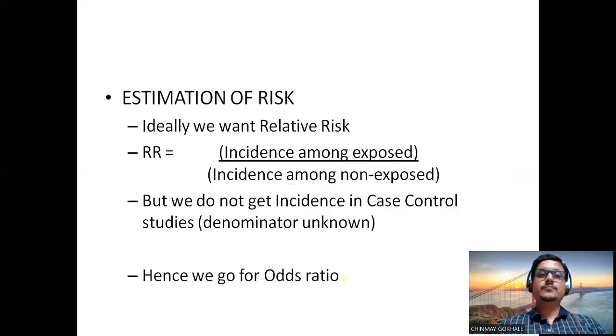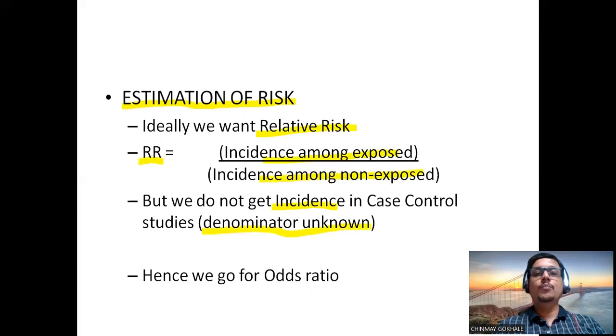Moving ahead, there is something known as estimation of risk. Ideally, whenever we want to estimate risk, we want to calculate a relative risk. Relative risk, which will be covered in cohort studies in detail, by definition is the ratio of incidence among exposed upon incidence among non-exposed. It is the ratio of these two incidences. Now, the problem in a case control study is that we don't have incidence. And why don't we have incidence? Because the denominator is unknown.